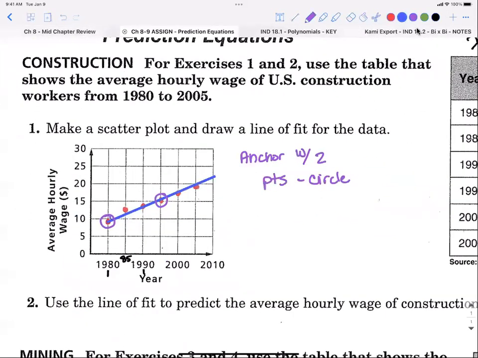So number 1 says make a scatter plot, draw a line of best fit. Have I done that? Okay. This right here, you don't need. I'm just pre-warning you, you're going to need it for the bottom.